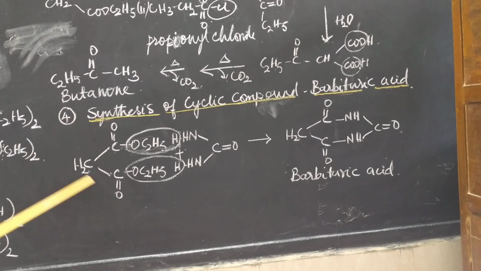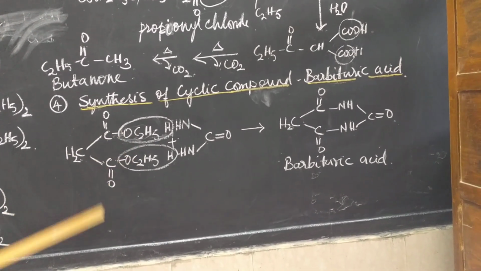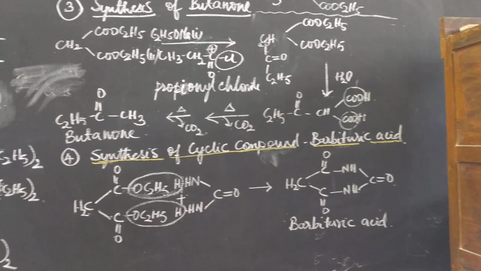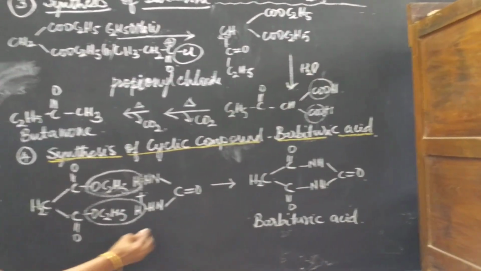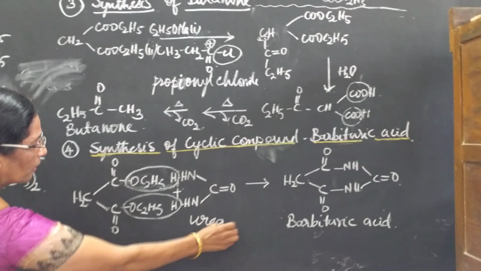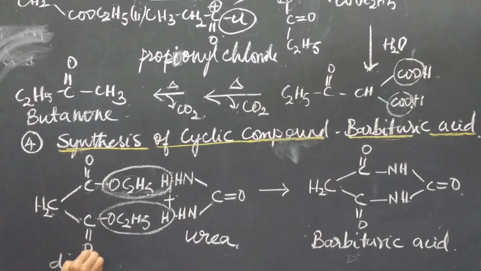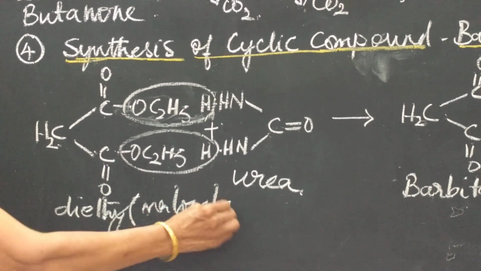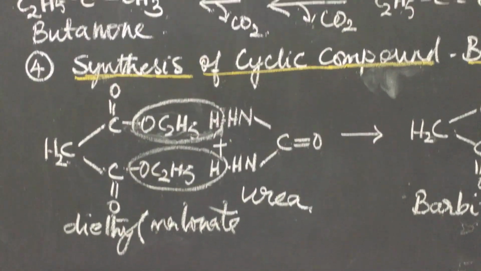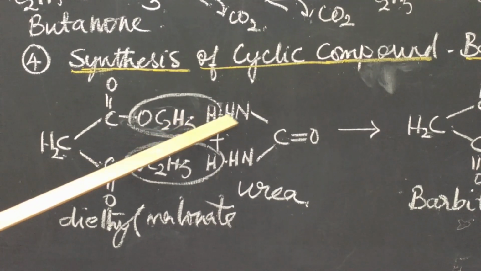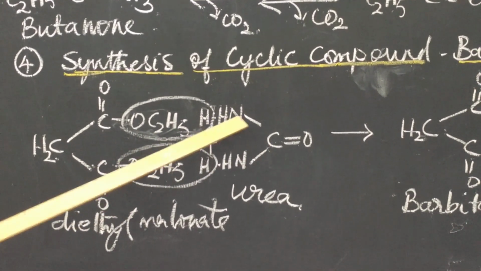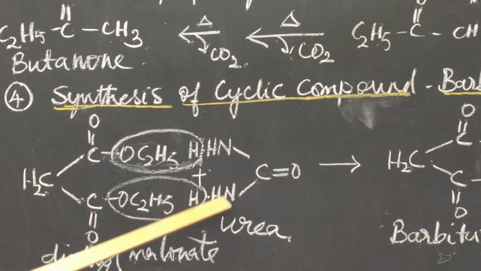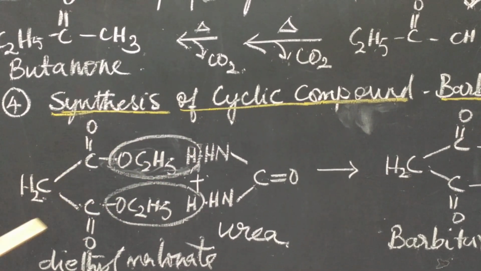So going back, I have diethyl malonate. I interact it with urea. Now this compound is urea, and this is my diethyl malonate. So here urea has two amino groups. Instead of writing NH2, I have written NH such that elimination can be shown.